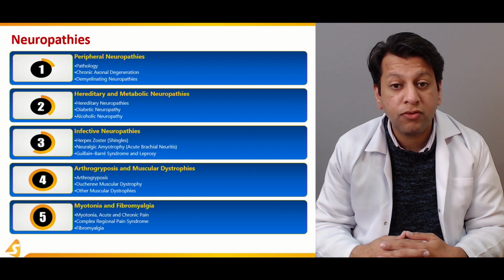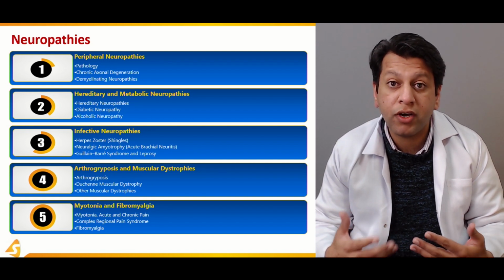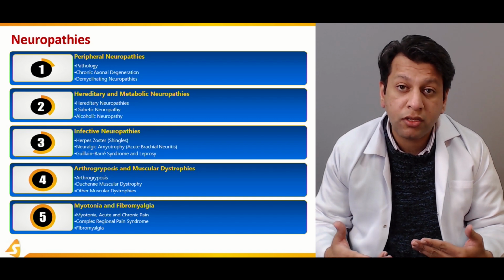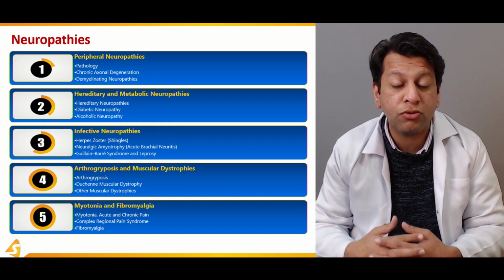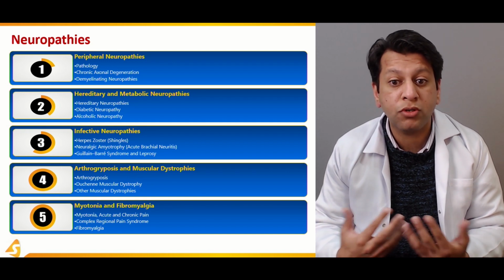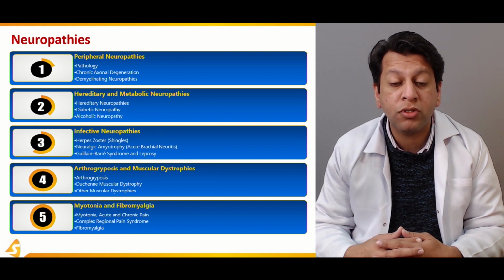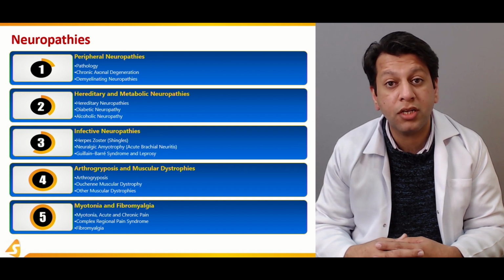Then in the third section, we'll go through those diseases which are infections, especially viral infections, that infect the nerves, especially the varicella zoster virus infection, called shingles, or herpes zoster virus infection as well.